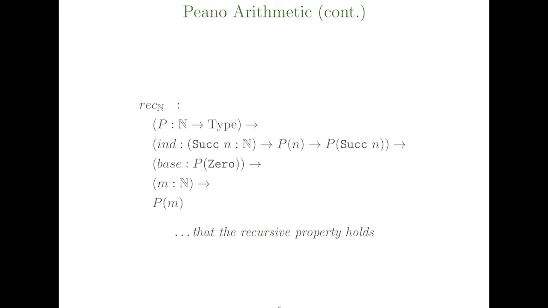Recursion takes these three input things, roughly. It takes some property, some way of growing the property, and some place to start the growth of the property. And then it allows us to apply that property to any natural number that we choose. And I want to say that this is a really fundamental way to use natural numbers. If I give you a natural number and you want to consume it in some way and turn it into something else, this is how you're going to do it.